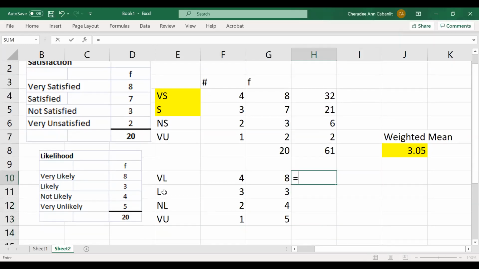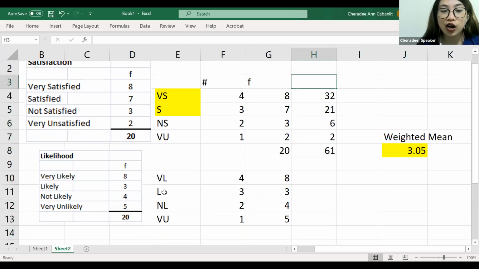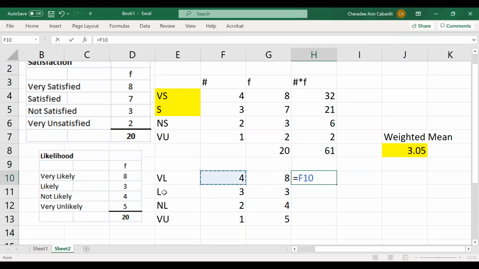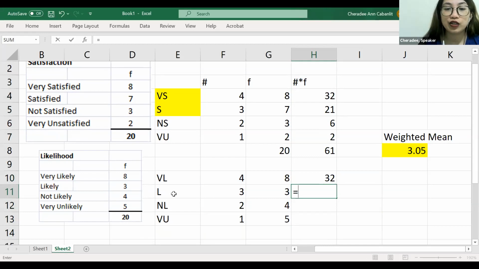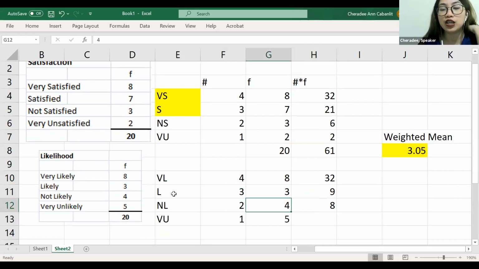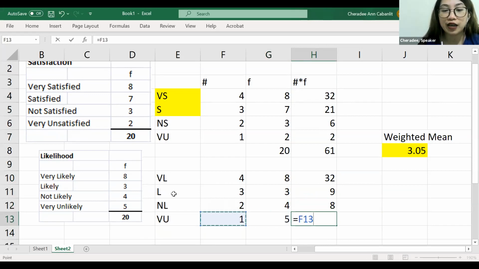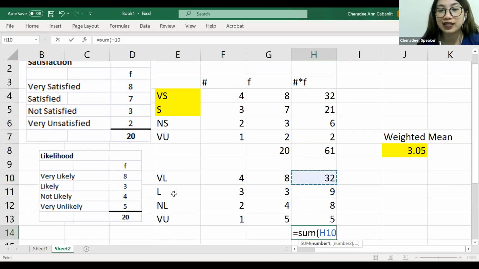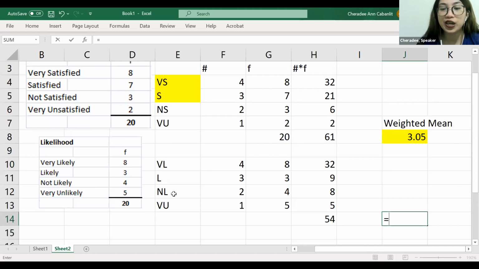So what you do in a weighted mean is you multiply your category number times your frequency. Okay? So 4 times 8. 3 times 3, which is 9. 2 times 4, which is 8. So in category 2, only 4 answered not likely. And then 5 times 1. Then you sum all the responses because that's how you do a weighted mean. And then your weighted mean is 54 divided by the number of responses, which should be 20.